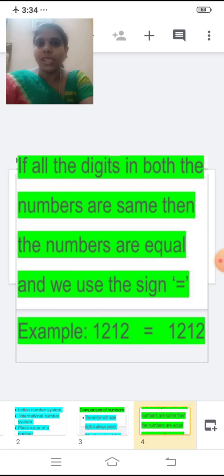Now, if all the digits in both the numbers are same, then the numbers are equal. And we use the sign equal to. So 1 2 1 2 1 2 1 2. In this, all the digits are equal, right? In both the numbers all the digits are equal, so I'm putting equal to sign in between. So we'll see examples now of how to compare the numbers, shall we?